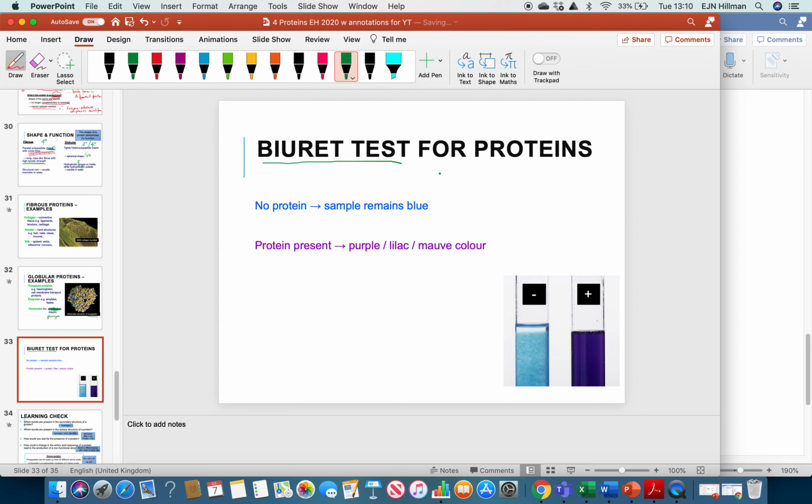One common error here is people say that it's necessary to heat the Biuret test. It is not necessary to heat the Biuret test, and in fact you will lose marks. So I'm just going to put in here no heat necessary.